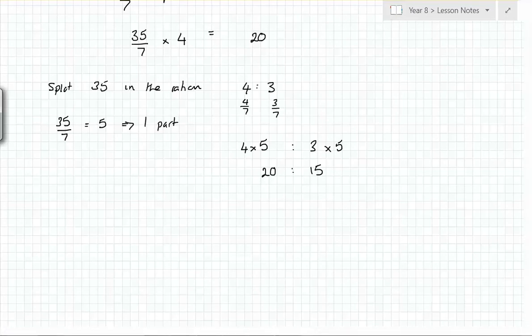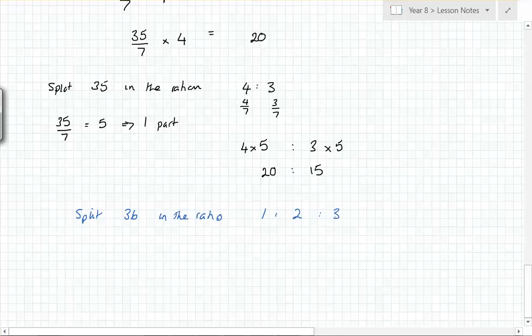So the next thing I would like to look at, which is pretty much the same thing: if I said to you, split 36, please don't write, just read with me, split 36 in the ratio 1 to 2 to 3. So this time we've got a ratio with 3 sections to it. It's like there are 36 francs shared between 3 people in the ratio 1 to 2 to 3.